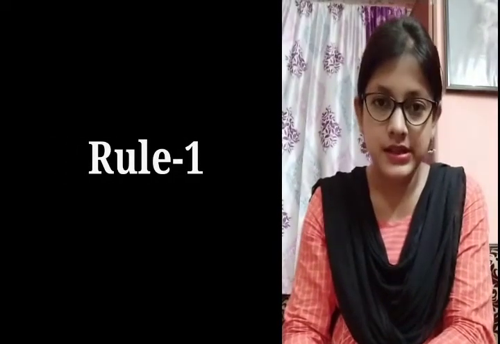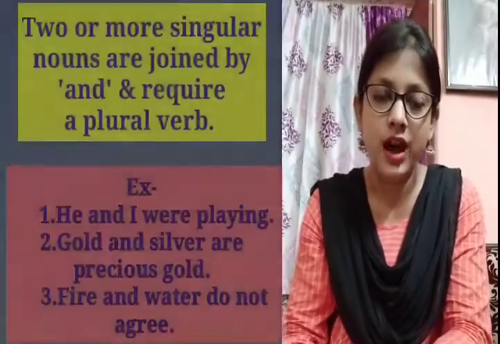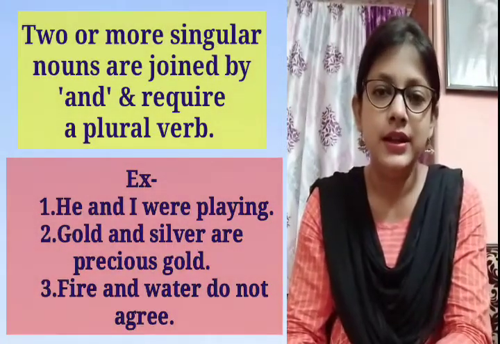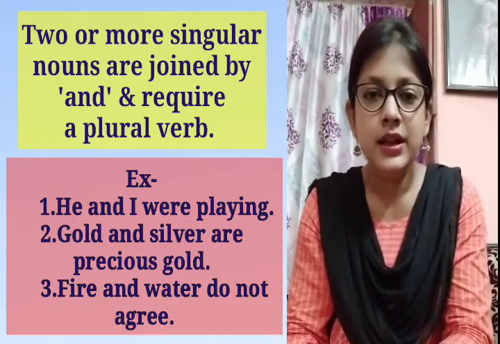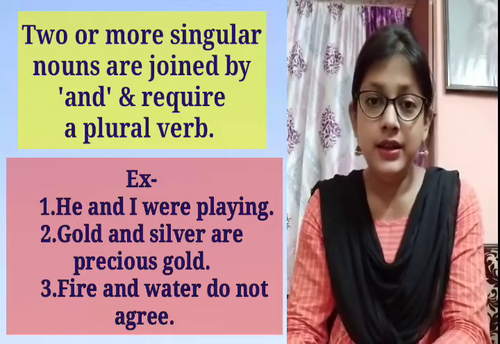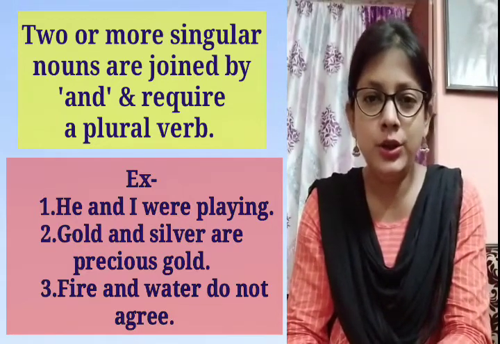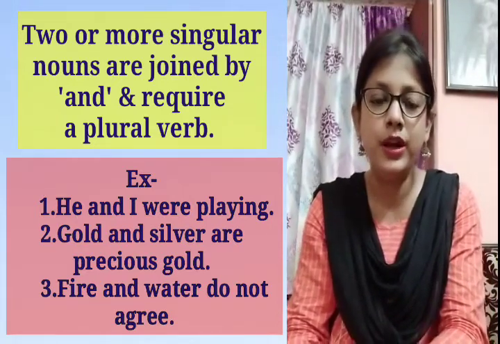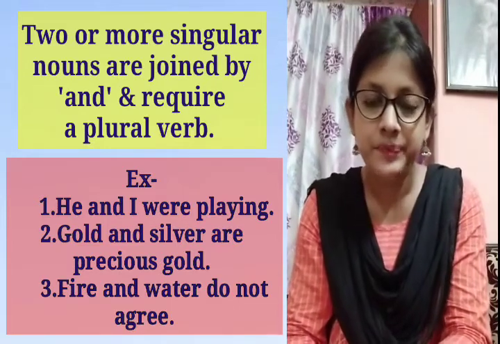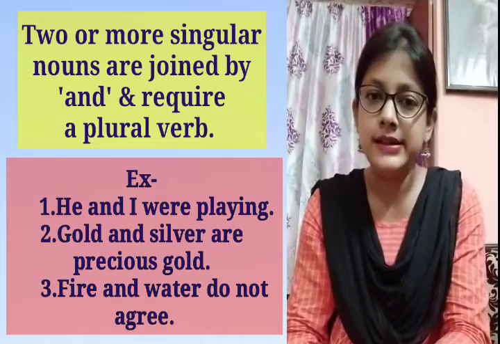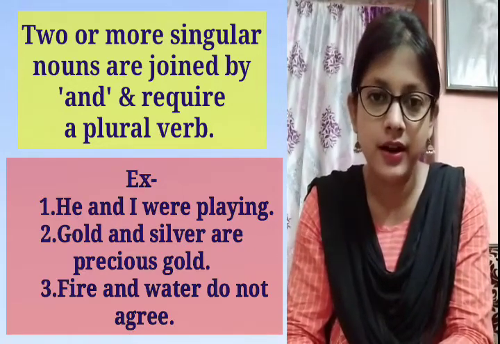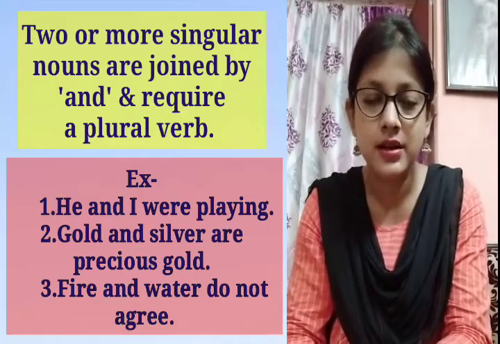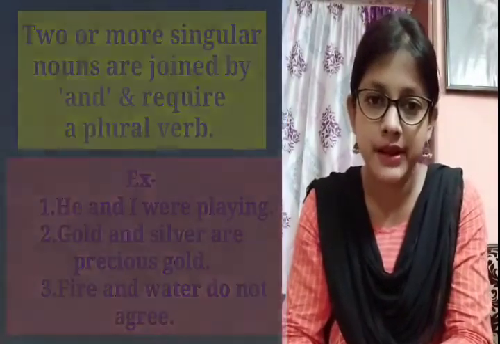Let's follow. Rule 1. When two or more singular nouns are joined by and, it requires a plural verb. What is it? For example, he and I were playing. Here he and I are not the same person, so that's why the plural verb were is placed here. Next example, gold and silver are precious metals. Here gold and silver are different metals, so that's why are is placed here.